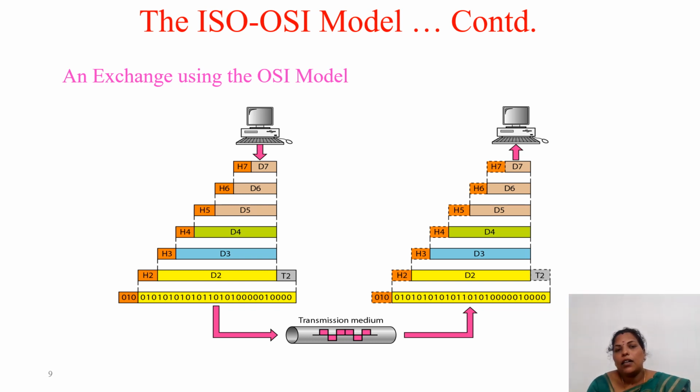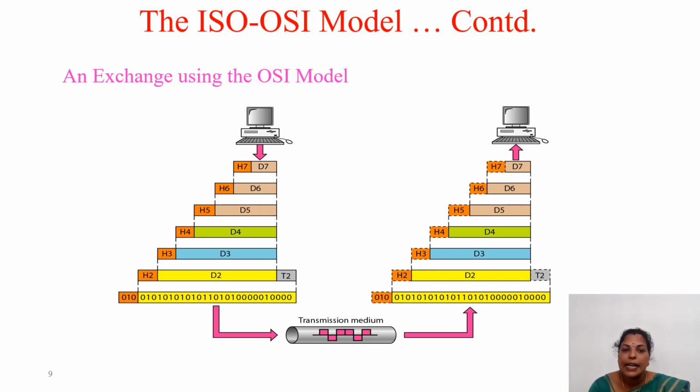And one more thing, if you are exchanging data from the sender to the receiver, what happens? The highest layer is the application layer. The application layer has some data because the sender has some data to send. The sender appends a header to the data. In the header, details like what is the source and what is the destination are available. So the data plus header forms a packet.